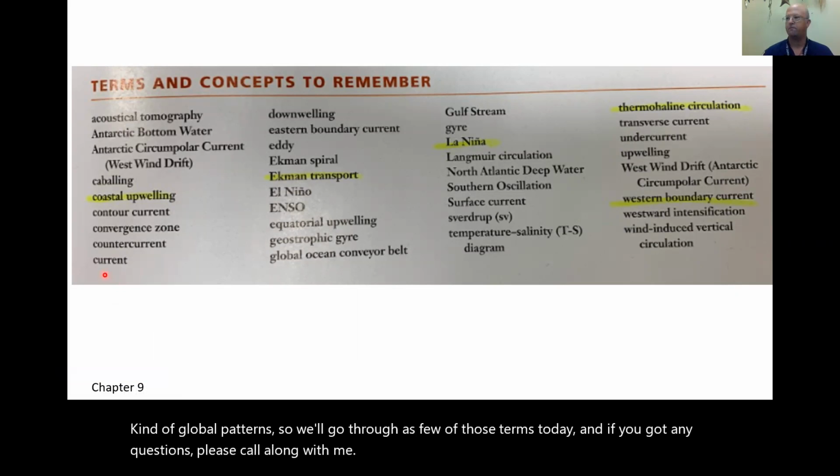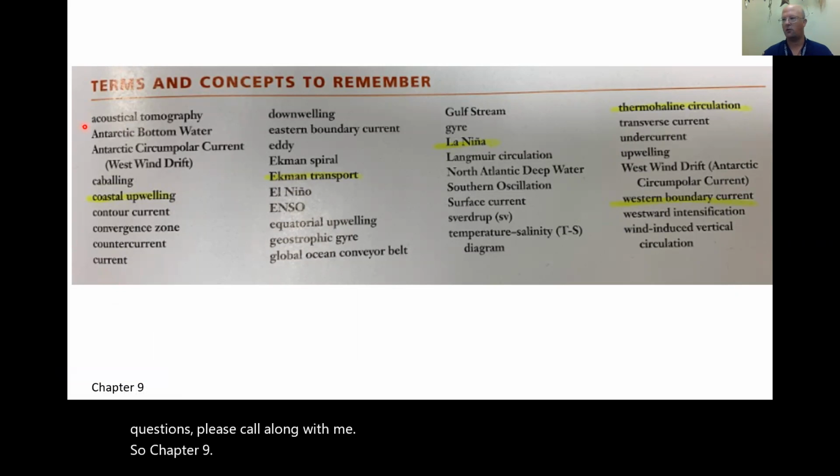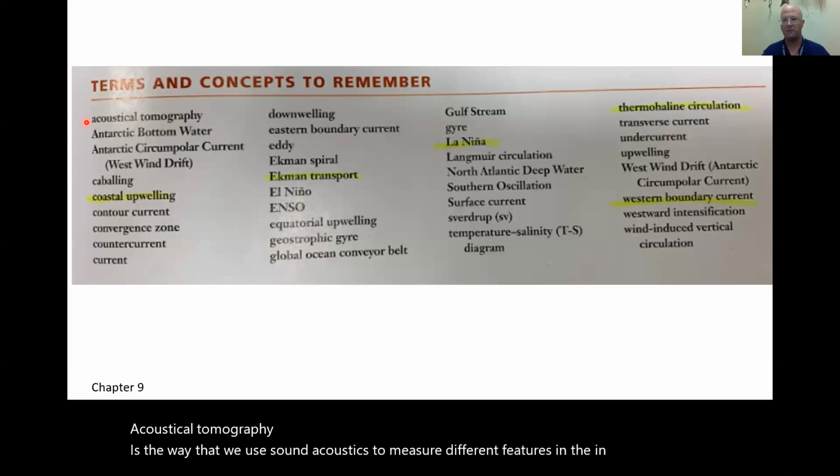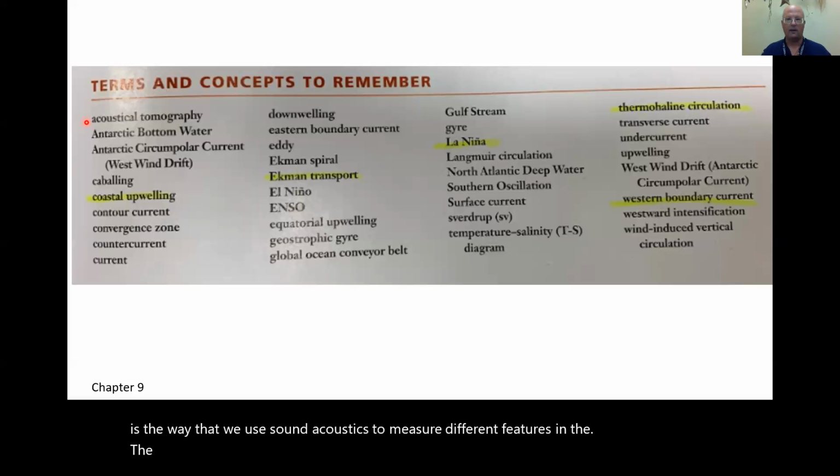Okay, so Chapter 9. Acoustical tomography is the way that we use sound, acoustics, to measure different features in the atmosphere. So kind of like we talked about sonar before, same principle with the atmosphere.